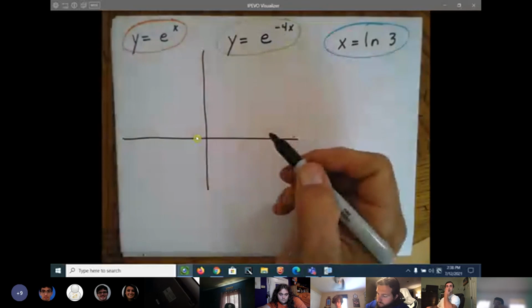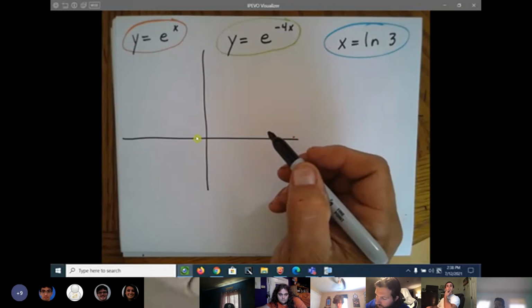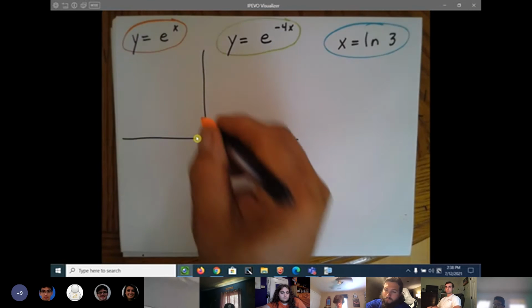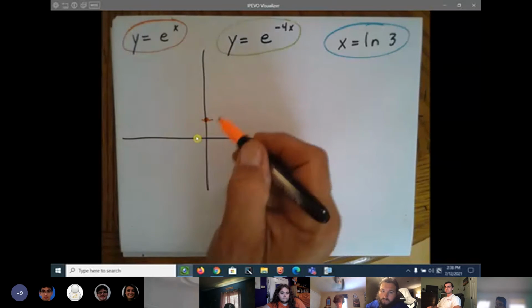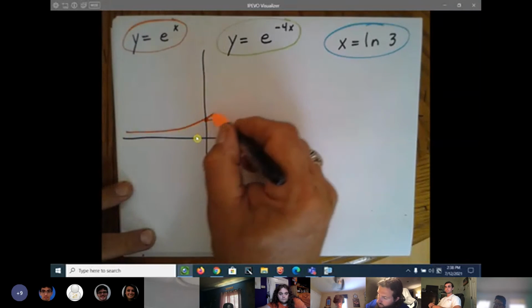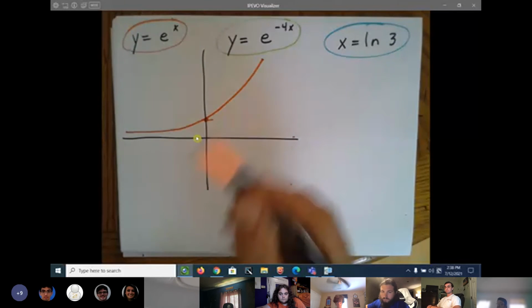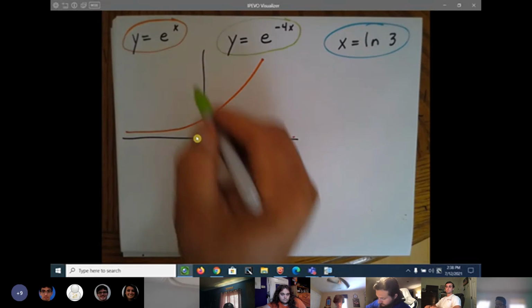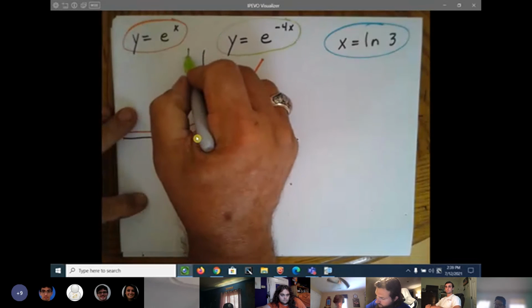So we all know what e to the x looks like. That looks like crossing 1. So therefore, e to the negative 4x would be going in the opposite direction and be a little bit more compressed.